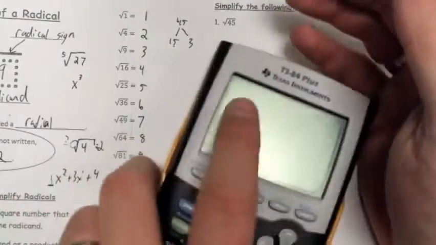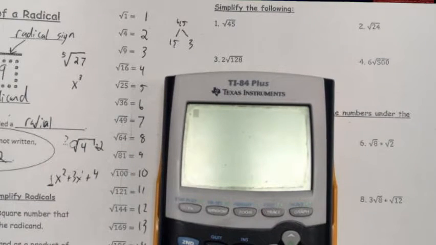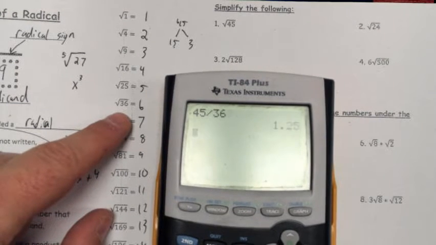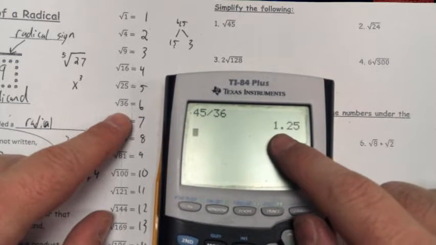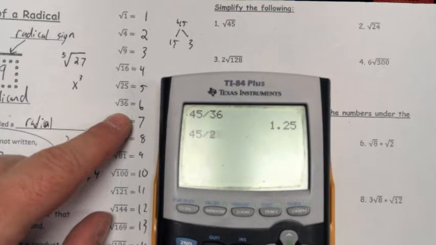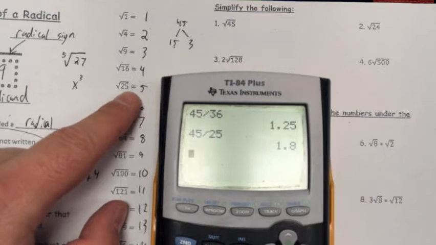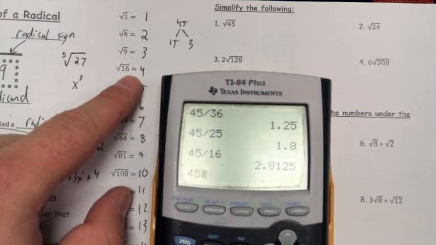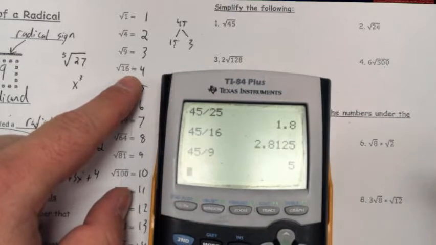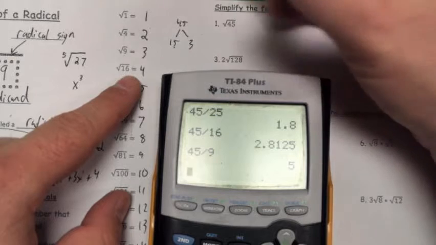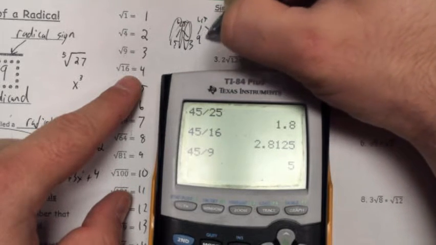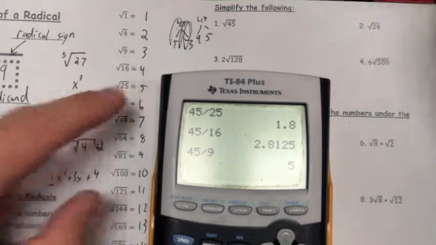If you don't remember how to do that, or know all your multiplication tables or all your factors, all you have to do is start testing them. 45 divided by 36 is not a whole number, so it doesn't work. 45 divided by 25 is not a whole number. 45 divided by 16 is not a whole number. 45 divided by 9 is 5, which means that 45 can be rewritten as 9 times 5.